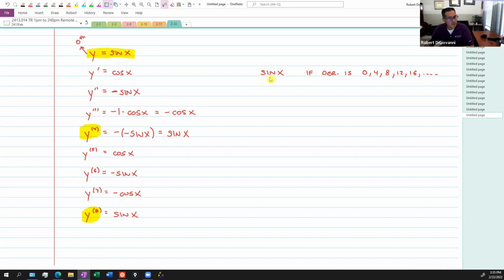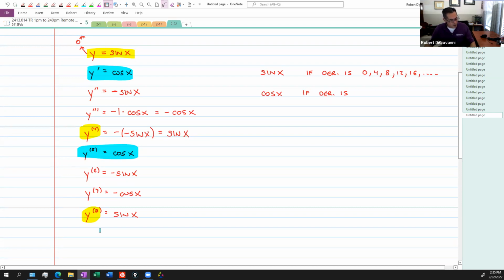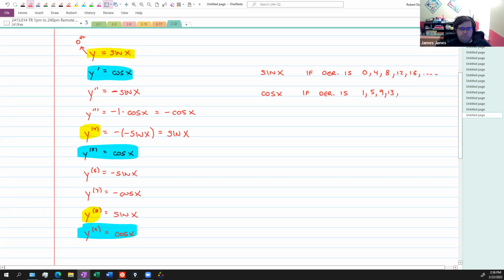You sure? Okay, now what about cosine? We'll get cosine if the derivative we're taking is, let's see, when does cosine happen? First derivative, cosine, fifth derivative, and it would have appeared next here, wouldn't it? So that would have been the ninth derivative. So we would get this if we take the first derivative, the fifth derivative, the ninth derivative. What would be the one after that? 13th. Those are going up by 4, right? Each time.